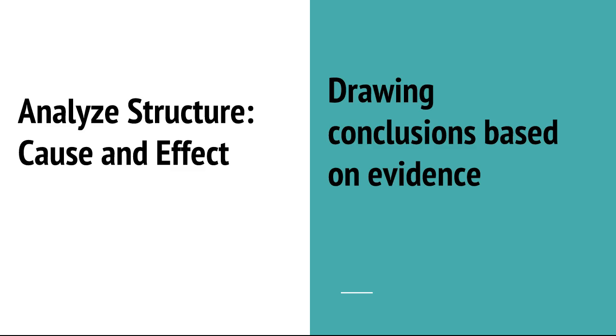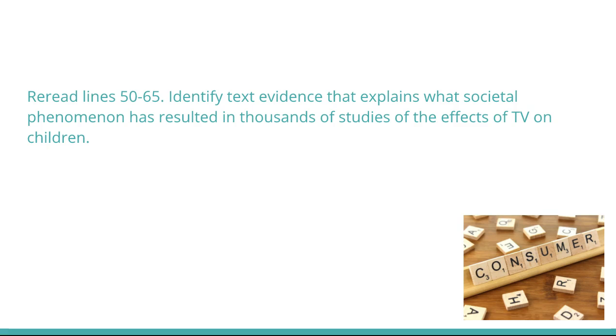The researchers gathered data about the number of TV sets per household, the locations of those sets, and the TV-related activities of young children. Reread lines 50 through 65. Identify text evidence that explains what societal phenomenon has resulted in thousands of studies of the effects of TV on children. Pause while you think.